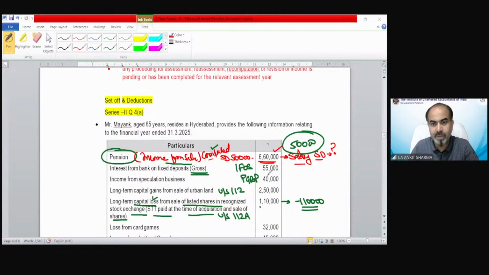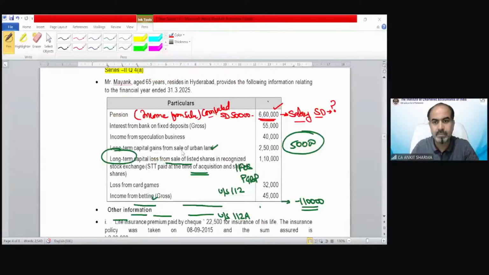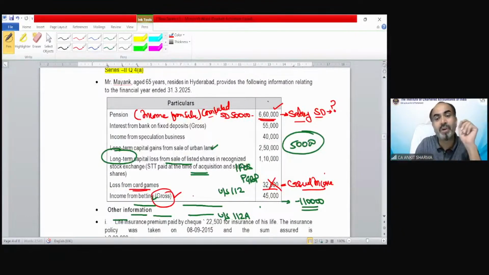Okay. More information has been given. Now the question says losses from card games. The losses from card games, that means casual income. And under casual income, no expenses or loss is allowed. So this is not going to have any treatment anywhere. Income from betting, again the word gross has been utilized. So that is again before TDS. And that is also going to be part of my income from other source, casual income.